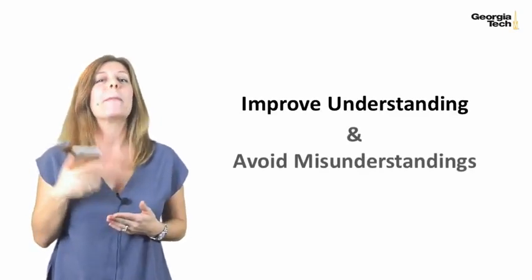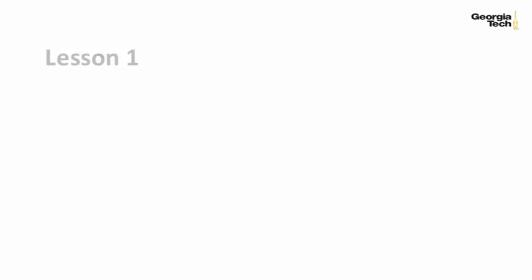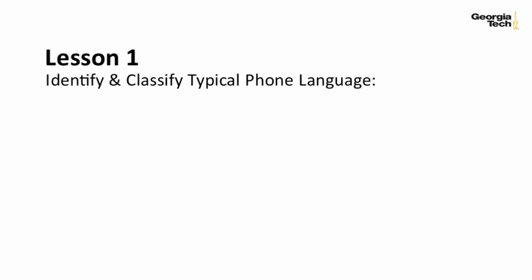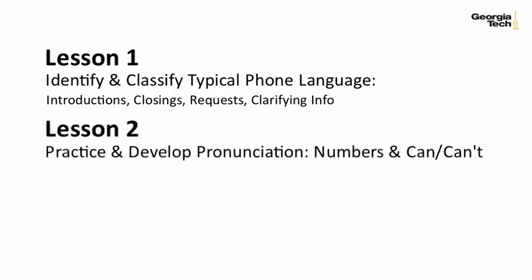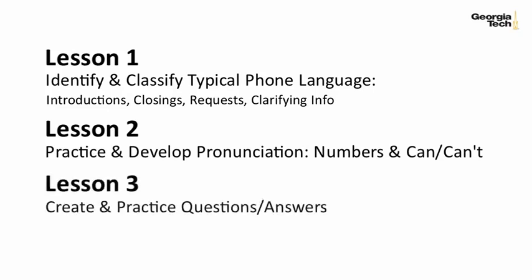understanding and avoid misunderstandings. In Lesson 1, we'll identify and classify typical phone vocabulary and expressions for introductions and closings, making and responding to requests, and clarifying information. In Lesson 2, you will practice and develop your pronunciation of numbers and the modals can and can't. This will make it easier for you to speak on the phone and make your speech easier to understand. Finally, in Lesson 3, you will devise and practice questions and answers for a variety of phone conversations in different settings and situations.